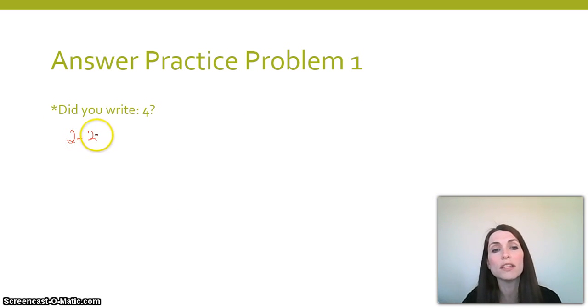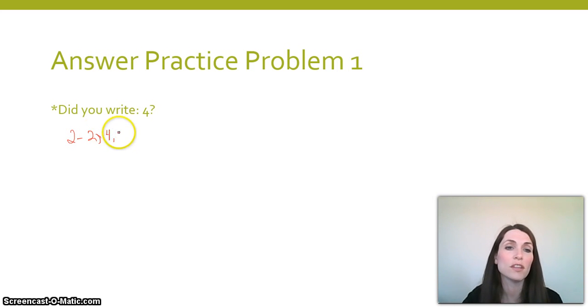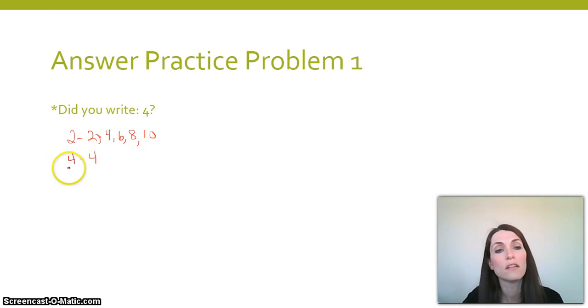2 times 1 is 2. 2 times 2 is 4. 2 times 3 is 6. I'm just skip counting really. And then my other number was 4. 4 times 1 is 4. 4 times 2 is 8.